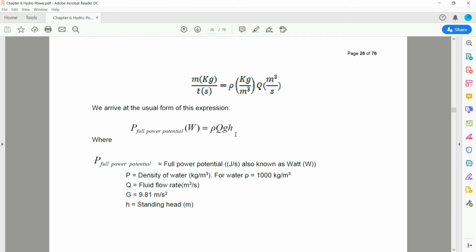So g again is the gravitational strength, which is 9.81 meter per square second. And this is the height or standing head in meters. And Q is the fluid flow rate in cubic meter per second. And ρ is the density of water. So for water, ρ is 1000 kilogram per cubic meter. So P here is the full potential or full power potential, unit joule per second, also known as watt. The meaning of full potential is without any losses. So what are the losses for this system? We will learn after this.